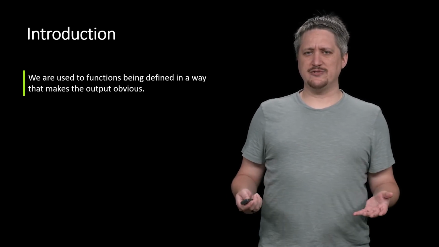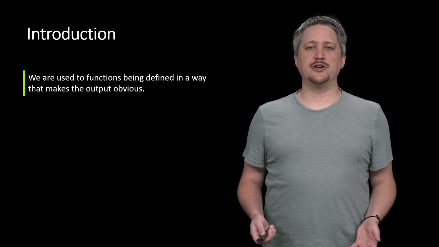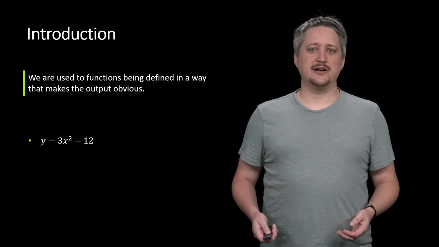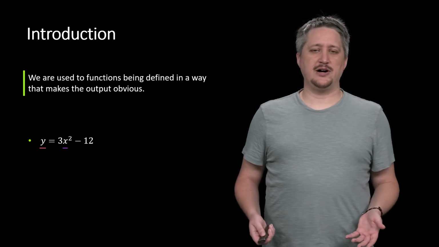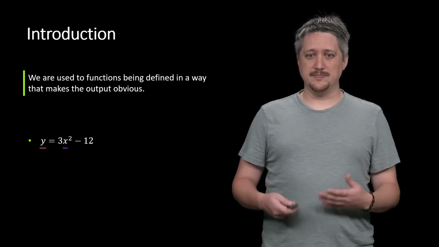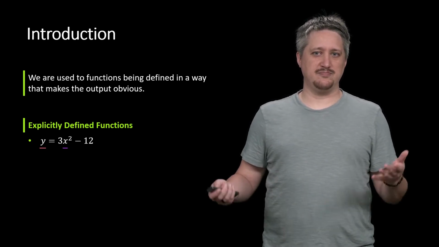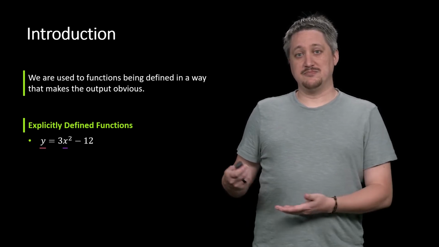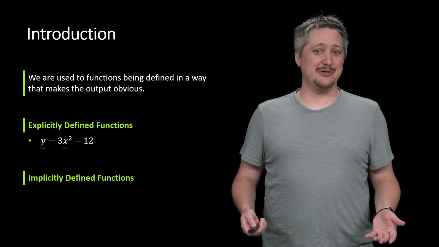Okay, so to start off, we're used to normal functions being defined in a way that makes the output pretty obvious, right? So we have this, for example, y equals 3x squared minus 12. The x is the input, so that's the independent variable. The y is the output, so that's the dependent variable. And this is the classic explicitly defined function we all know and some of us love more than others. But as we also know, hopefully, implicitly defined functions are also a thing.